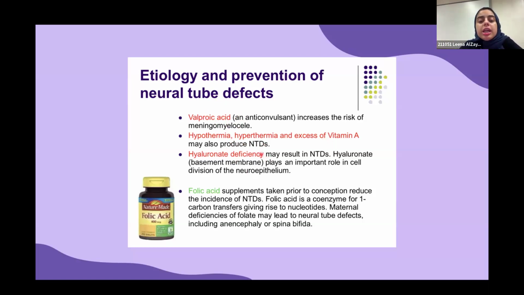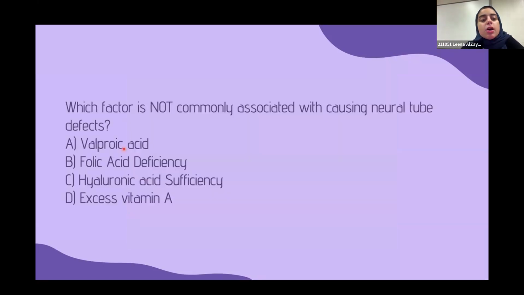And if you have hyaluronate deficiency, it can cause neural tube defects because it's important in creating the basement membrane and dividing the neuroepithelium. Okay, so these are the 5 things that would put you at risk for neural tube defects: valproic acid, hypothermia, hyperthermia, excess vitamin A, and hyaluronate deficiency. What can prevent neural tube defects? Folic acid. Okay. Which factor is not commonly associated with causing neural tube defects?